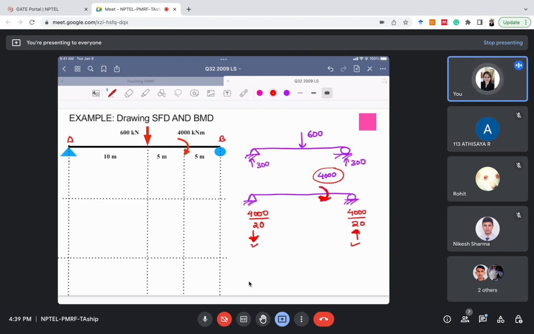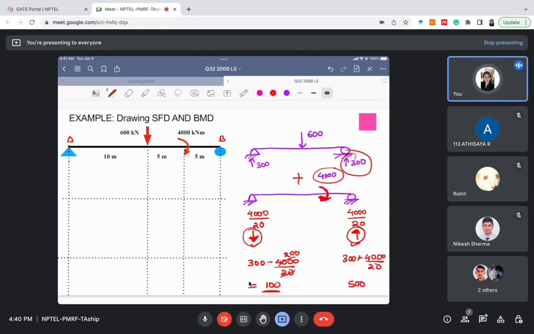Now we can simply add these two things and our final reaction at A will be 300 minus 4000 by 20, because it is in the downward direction. The reaction at point B will be 300 plus 4000 divided by 20. Why plus? Because both are upward. So the final reaction at A will be 100, because it is 300 minus 200. The final reaction at B will be 500.